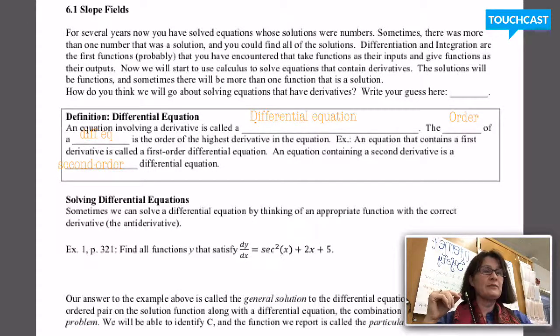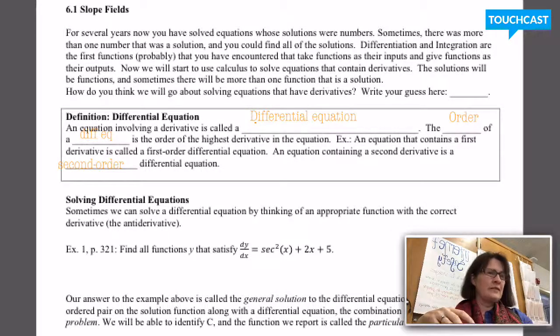So I ask you, how do you think we're going to do that? Write your guess. There's a little line for you to write your guess. So here's the definition. A differential equation is an equation that contains a derivative.